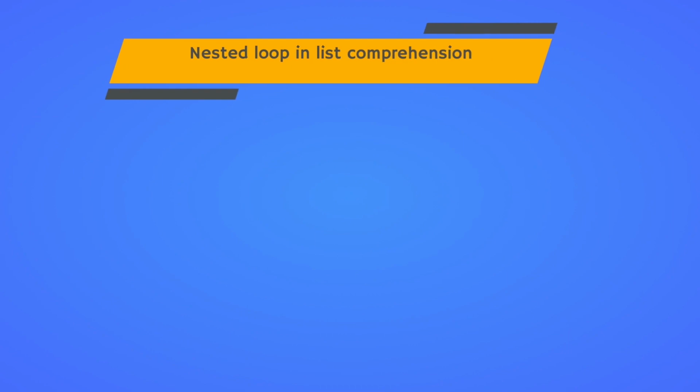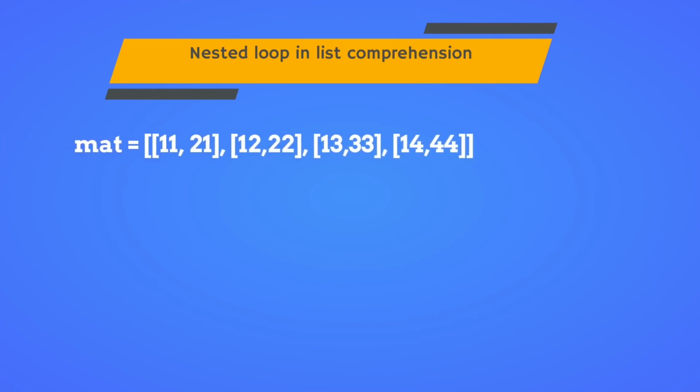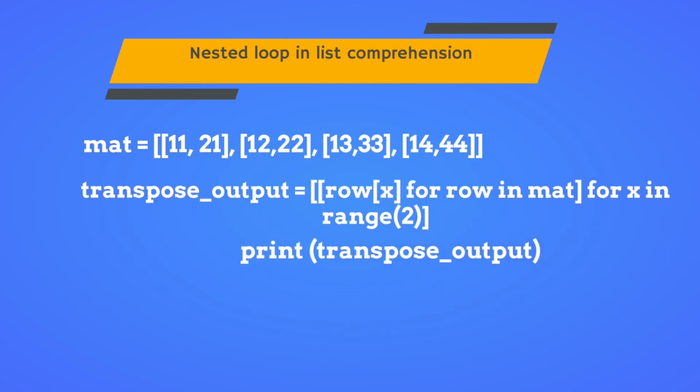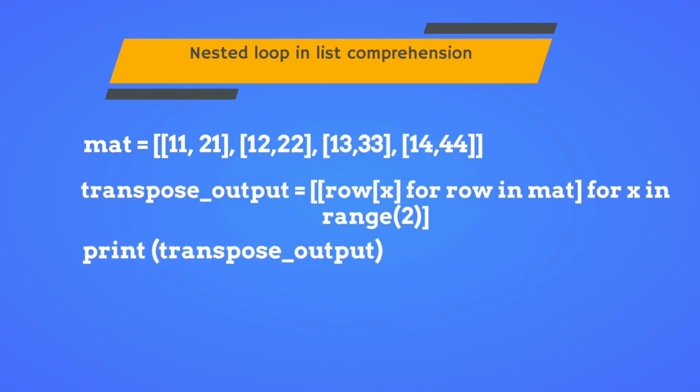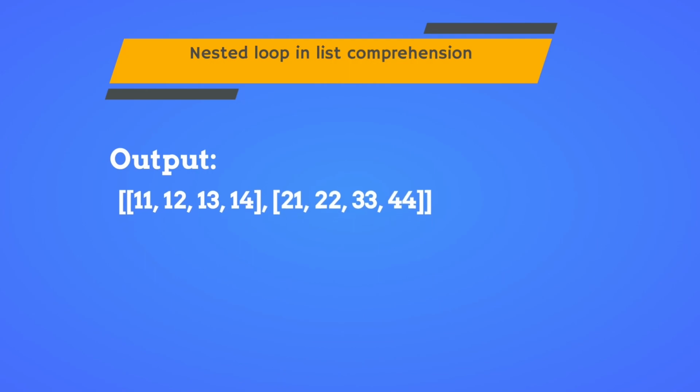You can also use nested for loops in Python list comprehension. Suppose you want to find the transpose of a matrix. Let's see how it is done with the use of list comprehension in Python. And its output is.